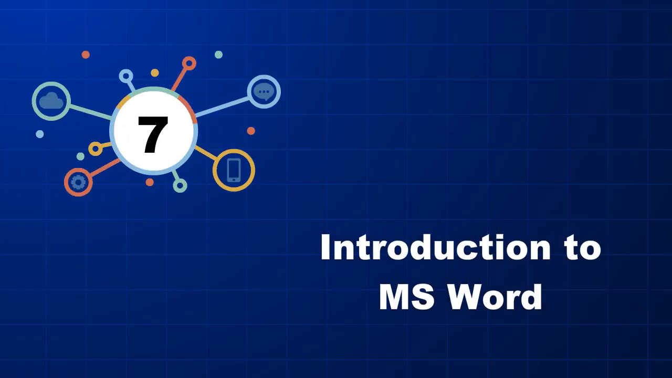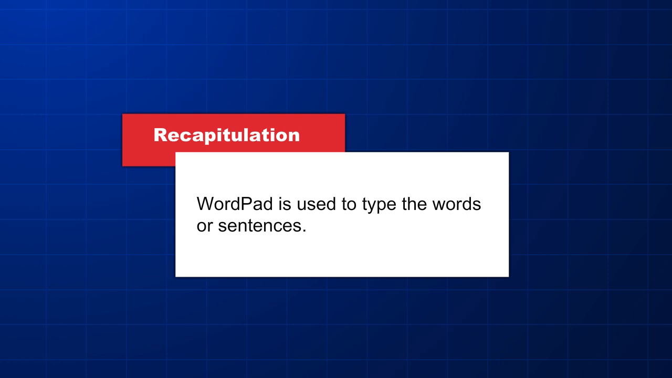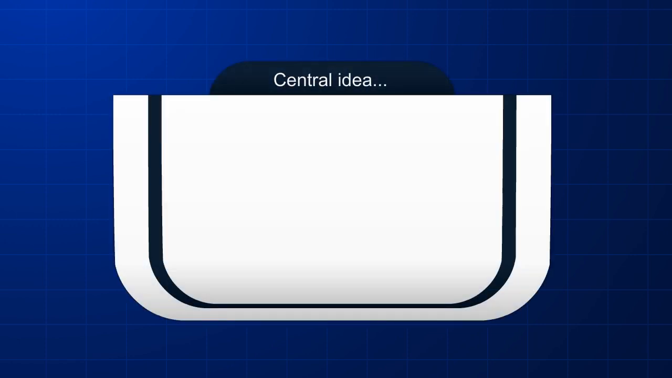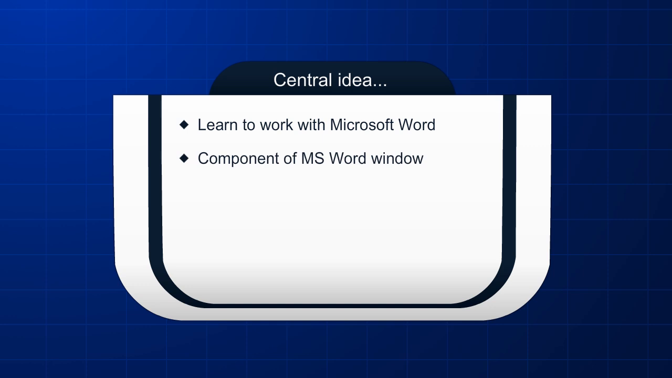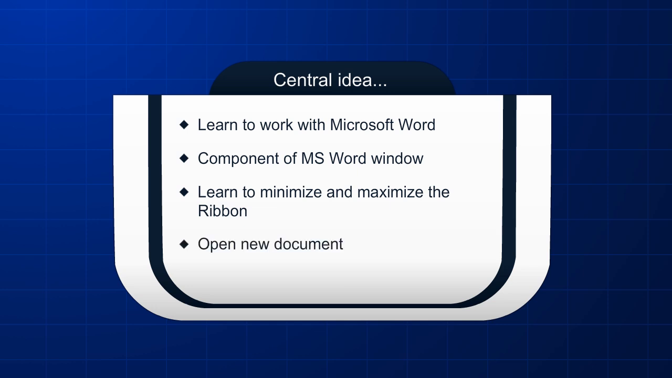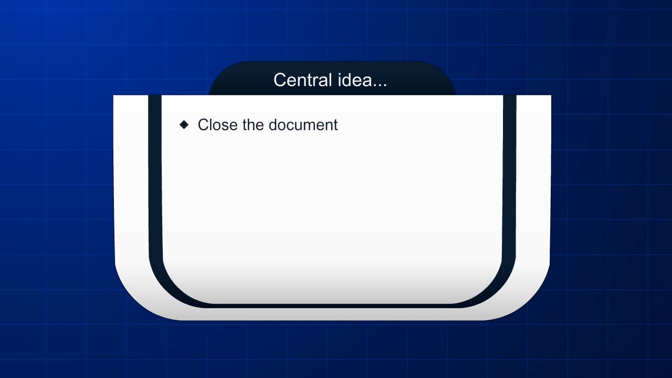Chapter 7: Introduction to MS Word. Recapitulation: WordPad is used to type the words or sentences. Central idea: Learn to work with Microsoft Word, components of the MS Word window. Learn to minimize and maximize the ribbon. Open a new document. Close the document. Important keys on the keyboard. Save the document.